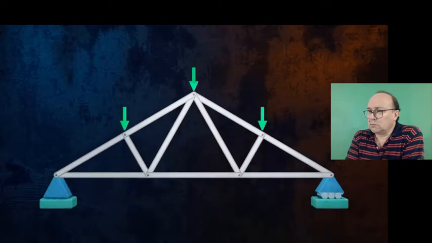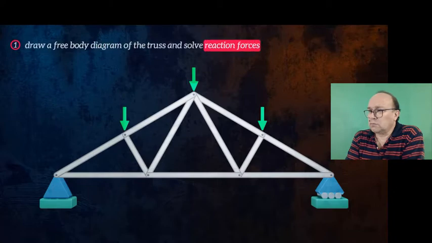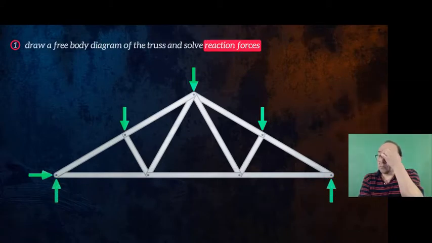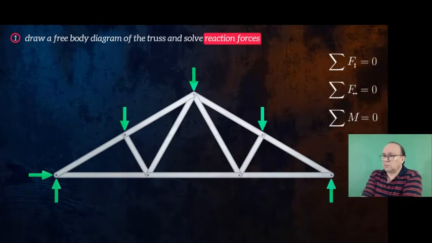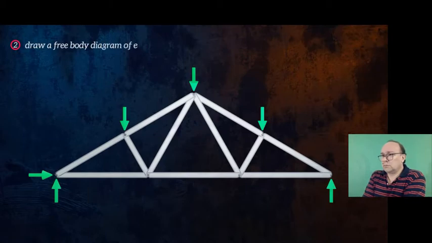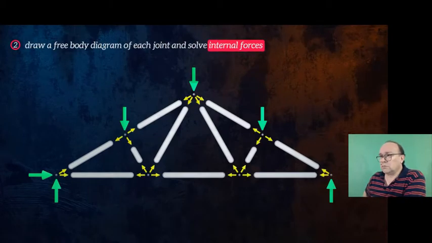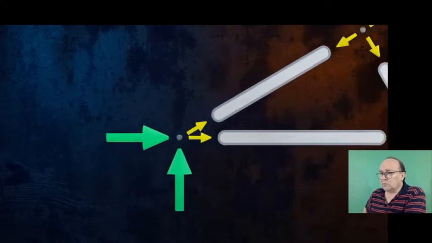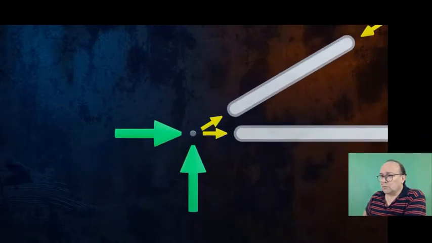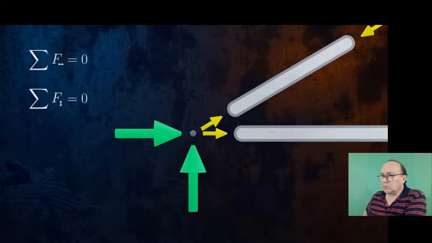The method is really simple. First, you draw a free body diagram, showing all of the external loads acting on the truss, and you use the three equilibrium equations to calculate the reaction forces. Then, you draw a free body diagram for every single joint, and work through them one by one to solve the unknown forces acting at each joint. You solve the unknown forces using the equilibrium equations. Since all of the joints are pinned connections, there are no moments, and so you only need to consider equilibrium of the horizontal and vertical forces.